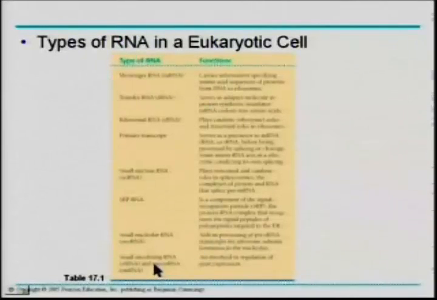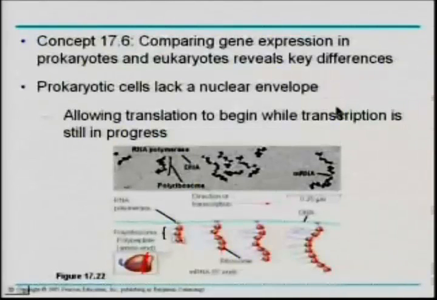nucleolus, within the nucleus. Small interfering RNA, or siRNA, and microRNA, or miRNA, are involved in the regulation of gene expression. So there's quite a bit of diversity of the types of RNA and the things that they can do. So concept 17.6, comparing gene expression in prokaryotes and eukaryotes, reveals key differences.